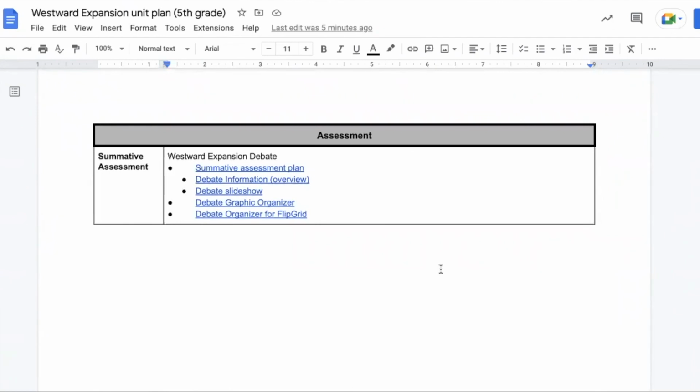You can handle this various different ways. You can hold an actual debate with the full class, but it might work better to work in small groups and have students record their debate to be scored later. You can use Flip, formerly Flipgrid, for students to record their debates. And then also use the graphic organizer to help make sure that the debates are following a strong format.